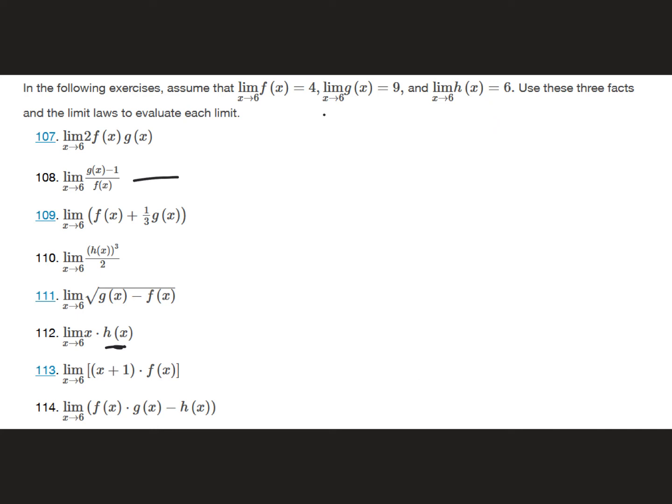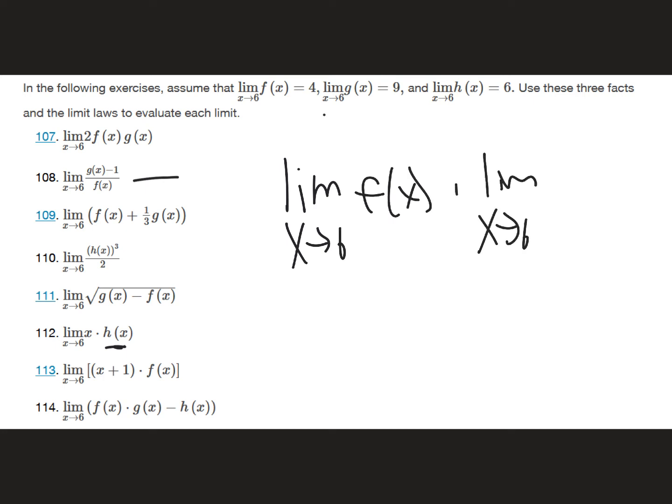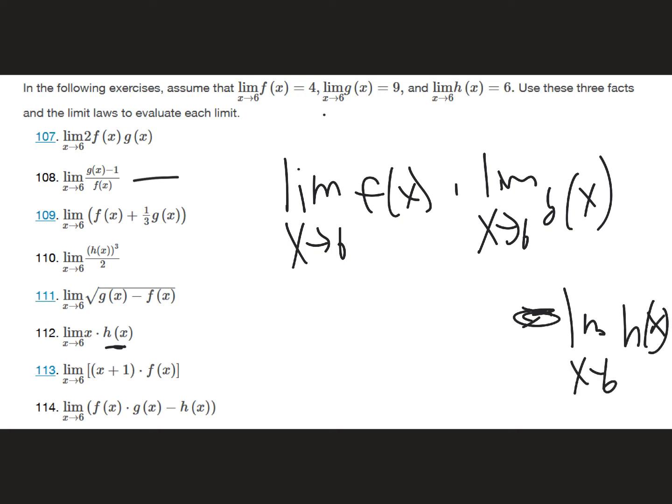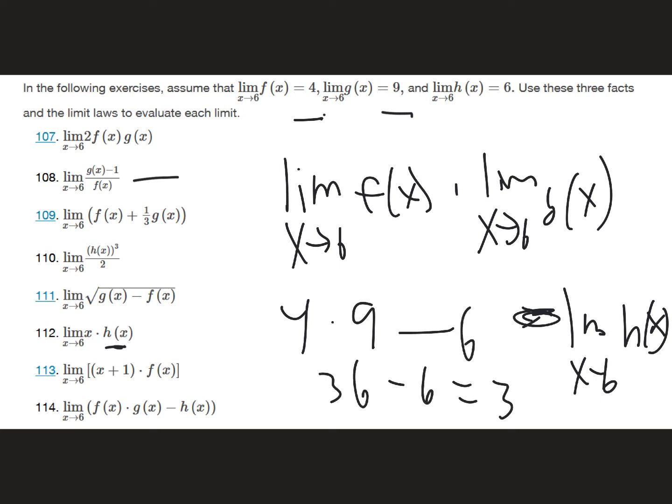And that says we're going to find the limit as x approaches 6 of f of x, multiply that by the limit as x approaches 6 of g of x, and then we're going to subtract the limit as x approaches 6 of h of x. And honestly, when I'm doing these, I never write this all out like this. I just know I'm going to multiply the two and subtract them. So f of x is 4, g of x is 9, minus h of x, which is 6. So that's 36 minus 6, which is 30.